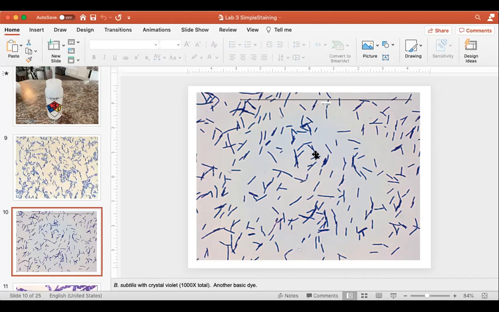So if you look right here, that's a single cell. If you look right here, that's a single cell. So when you see these longer formations, that's because these cells like to arrange themselves in chains. Remember, we said last time we were together that some types of bacteria like to arrange themselves into different shapes.